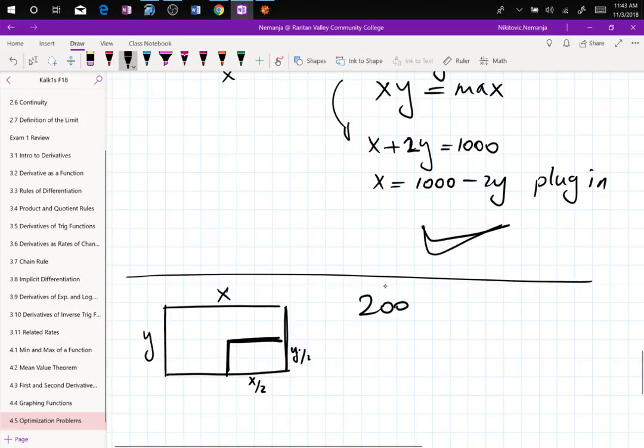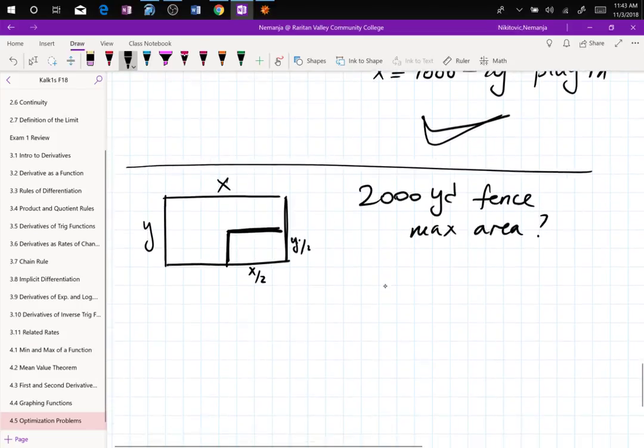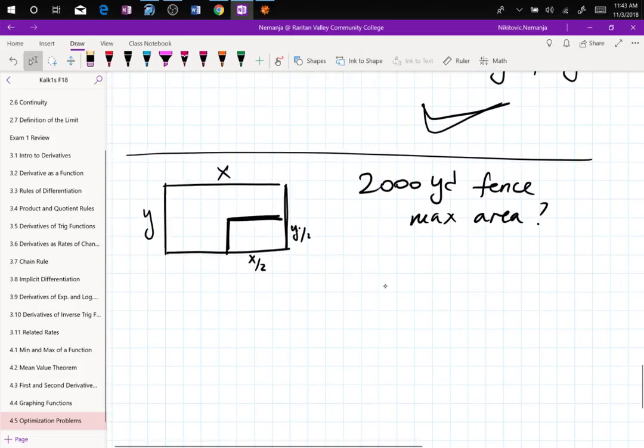You still have 2000 yards of fence. Still want max area. What are the dimensions? As soon as I say max area, that's xy equals max. The objective function is the same. What's the other one? What's the perimeter one?